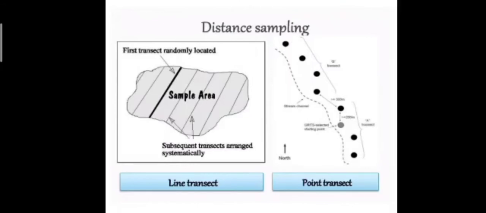While in line transect, the data collected are the distances of the objects being surveyed from these randomly placed lines, and the objective is to estimate the average density of the objects within a region.